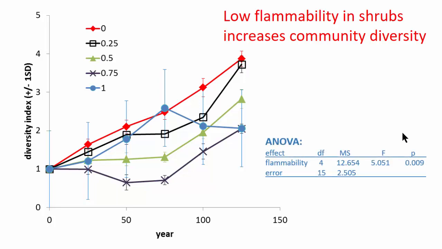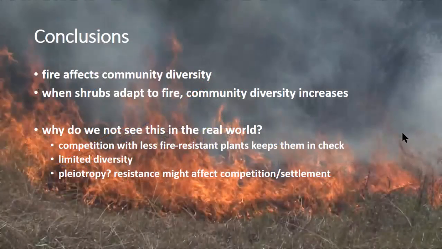Okay, and so then if I'm done with my data, I'm going to have a conclusion slide. A little bit more text is okay. Again, trying to keep it simple. I tried to minimize the text here, but I thought what I had here was pretty good. And so basically, I came to a conclusion, right, that fire resistance would be good for the shrubs and it would increase community diversity. Why don't we see it in the real world?